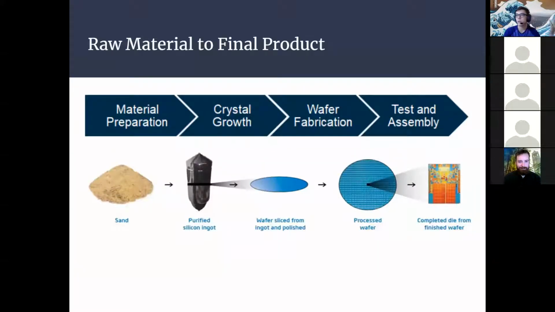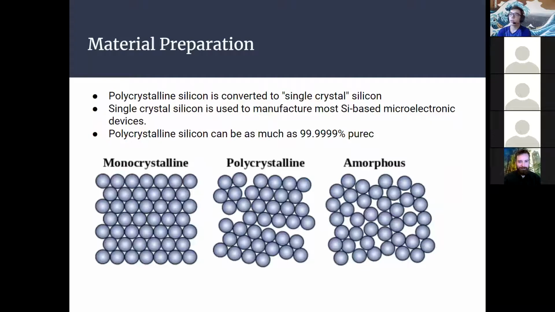This is the general life cycle of the process of producing a device. You go from sand to purified ingot, slice the wafer, process the wafer, and then take the die from the wafer. It's separated into those four general categories up above. So we're going to start out with material preparation.